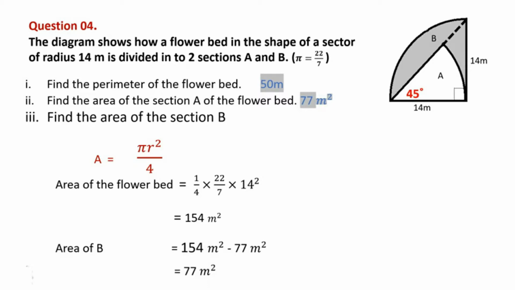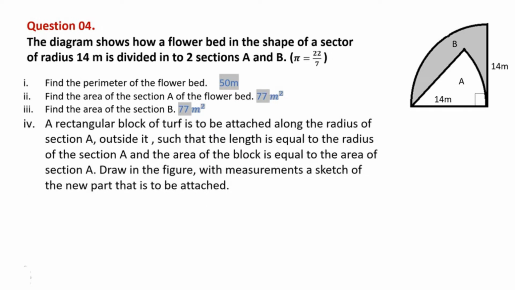The last part of this question tells us that a rectangular block of turf is to be attached along the radius of section A and outside it, such that the length is equal to the radius of the section A and the area of the block is equal to the area of section A. We have to draw in this figure the sketch of this part that is to be attached.